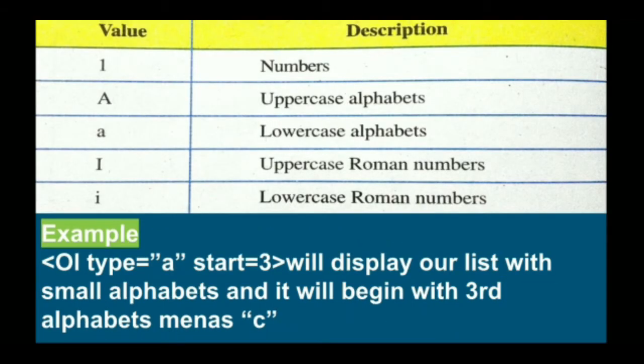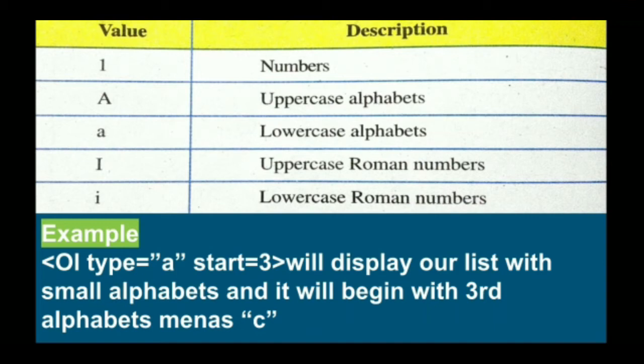Value and description. So here this is the value of the type attribute. How many values are there? 5. First 1. 1 specifies the list with numbers. Then after, capital A means your list will be visible with uppercase alphabets. Then small a means the list will be visible with lowercase alphabets. Then capital I, so the list will be visible with uppercase Roman numbers. And then small i means the list will be visible with Roman numbers but in lowercase. So this is the use of these attributes.